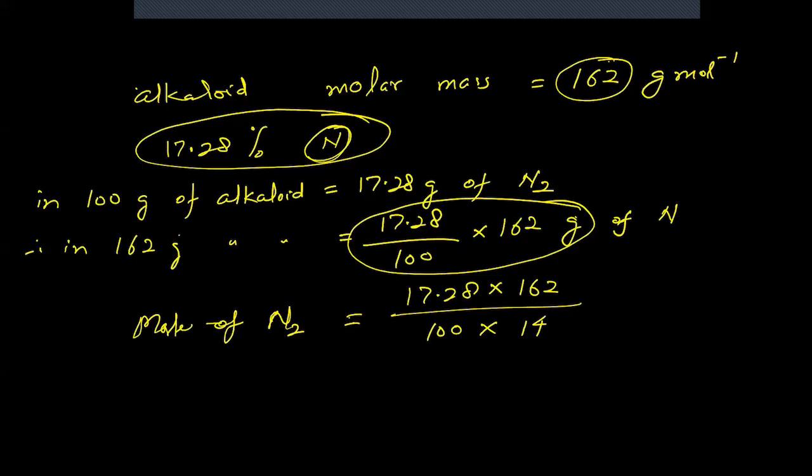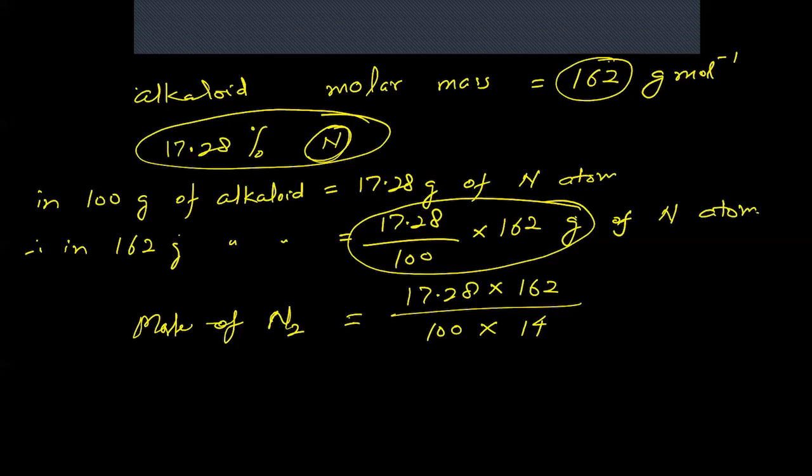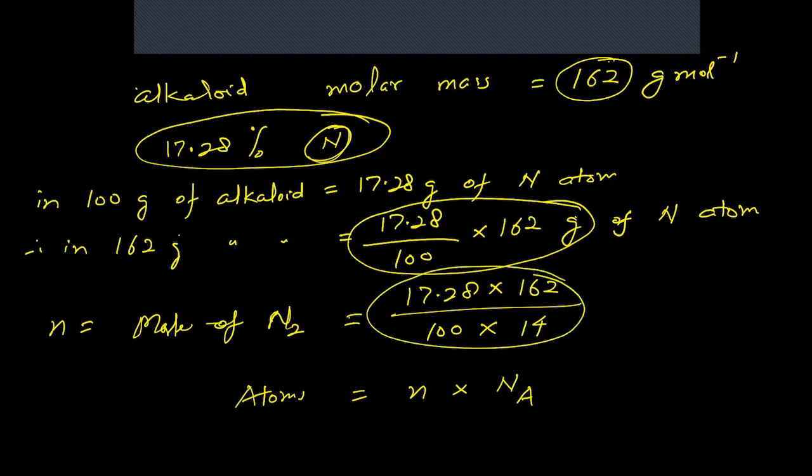Although I am writing nitrogen here, I should write nitrogen atoms. Logically, these are atoms which are present in molecules. So I will divide by 14, not by 28. For atoms, it's 14. The number of atoms will be whatever number of moles you got multiplied by Na, if the number of atoms is asked. Whatever is asked, if moles are asked, this is the answer. If atoms are asked, this is the answer.